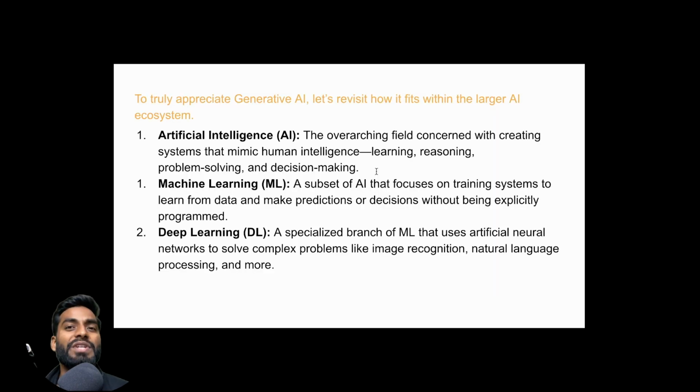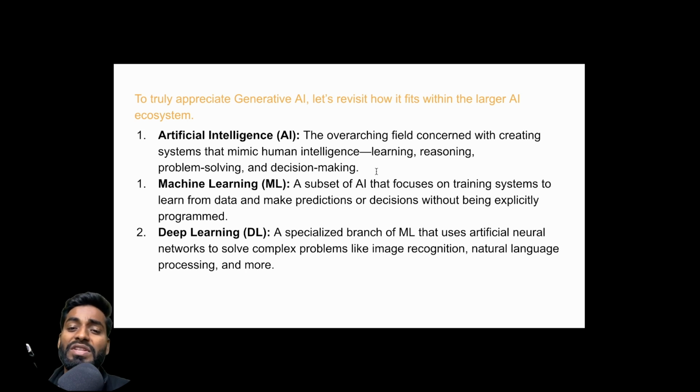This ability to create something entirely new is what makes generative AI so groundbreaking. Now, to truly appreciate generative AI, let's revisit how it fits within the larger AI ecosystem. Artificial intelligence is the overarching field concerned with creating systems that mimic human intelligence, learning, reasoning, problem solving, and decision making. Similarly, machine learning is a subset of AI that focuses on training systems to learn from data and make predictions or decisions without being explicitly programmed. Similarly, deep learning is a specialized branch of machine learning that uses artificial neural networks to solve complex problems like image recognition, natural language processing, and many more.